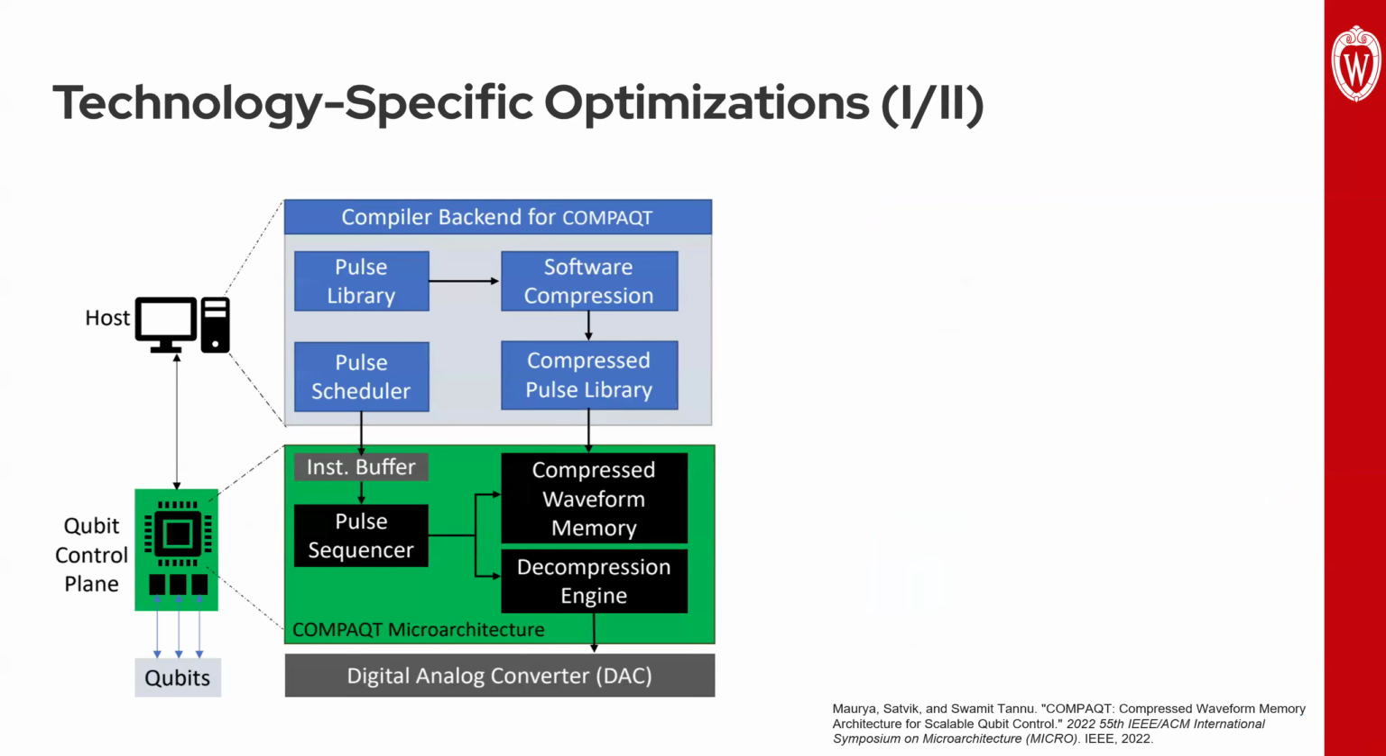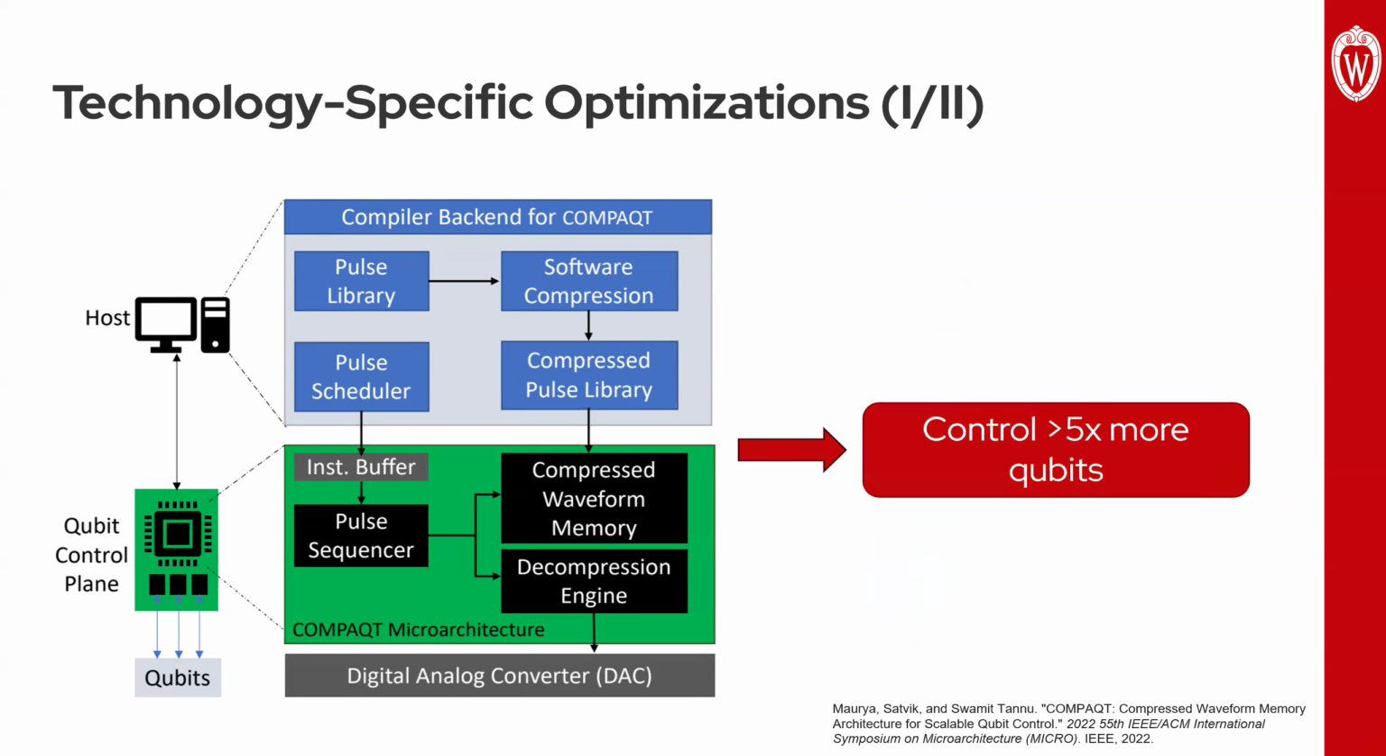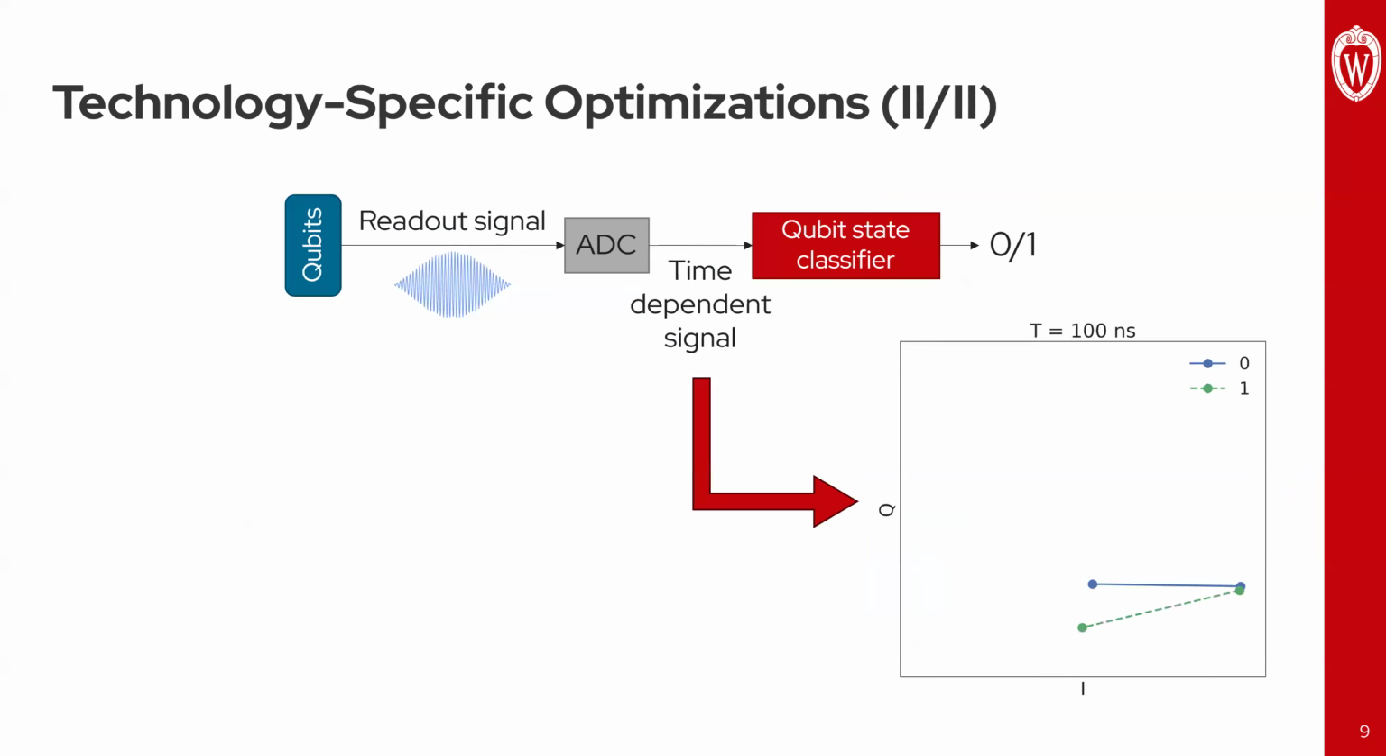Now, what we worked on was making this waveform memory more scalable because we saw that if we increase the number of qubits per controller, the bandwidth and capacity can be an issue for FPGA or ASIC controllers. And so we came up with this scheme of compressing waveforms and decompressing them at runtime. And this allowed us to control 5 times more qubits per controller. The next technology-specific optimization that I worked on was on readout.